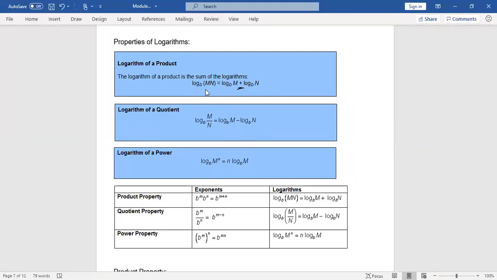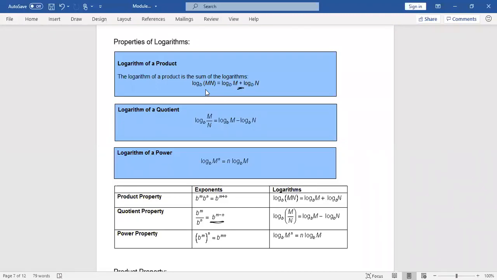Quotient rule, the logarithm of a quotient. When we have log base b of something divided by another quantity, we can rewrite that as a subtraction problem. Log base b of m minus log base b of n. Why? Look at our rules of exponents. Whenever we divide like bases, we subtract the exponents.